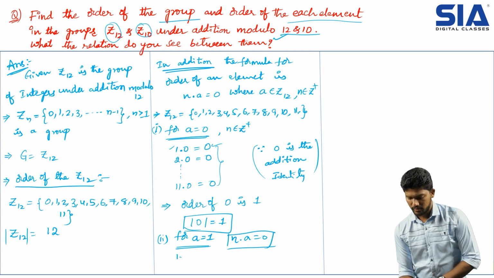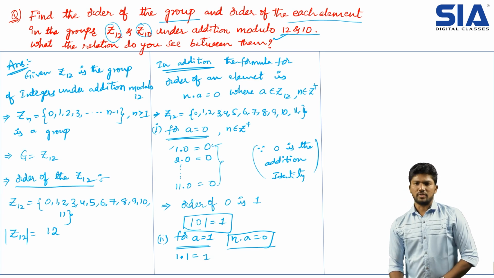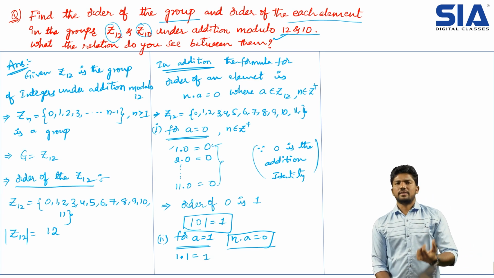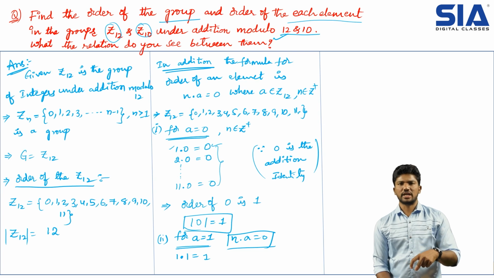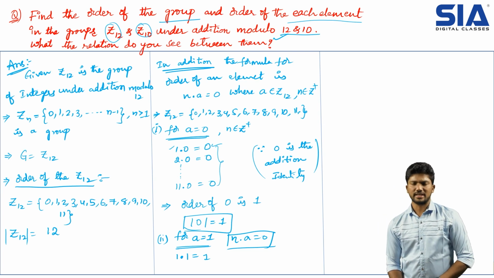For n is equal to 1, 1 into 1 is equal to 1 only. This is less than 12. We are applying addition modulo here. Less than 12, we cannot divide that 1 by 12. So therefore 1 is the remainder.